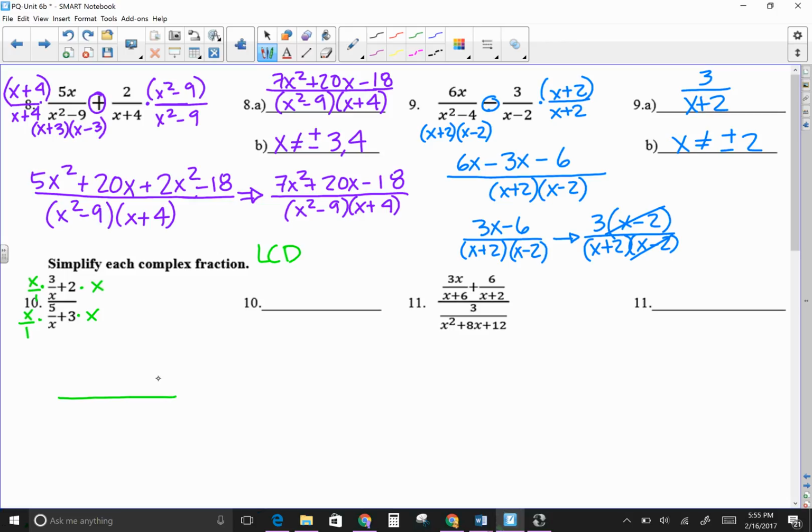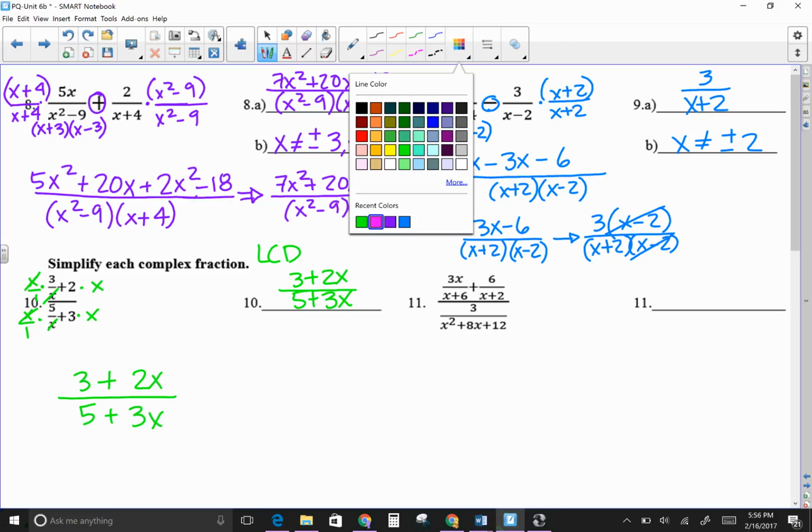And when you do that, okay, those x's cancel, leaving me with 3. 2 times x is 2x. These x's cancel, leaving me with 5. And 3 times x is 3x. So there's nothing you can do to simplify that. So that means that my answer is going to be 3 plus 2x over 5 plus 3x.